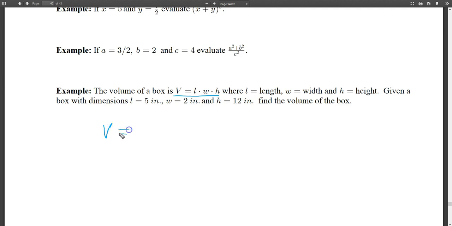So our volume is going to be 5 times 2 times 12. And the units would actually be, each one has units of inches, so this would actually be cubic inches, or inches cubed, we would write like that. And 7 times 12 is going to be 84. And there you go. So that's all you have to do to evaluate an expression. You just have to substitute the numbers in for any variables that are appearing in the expression.